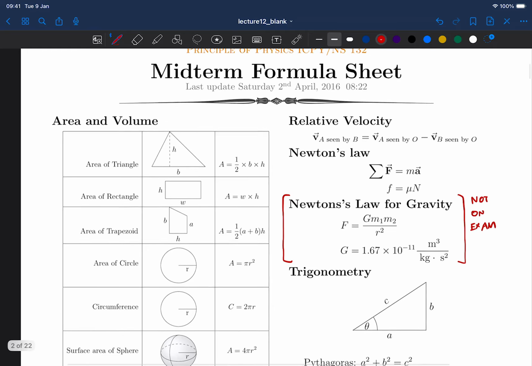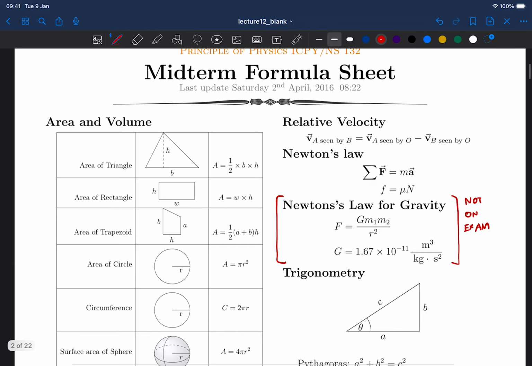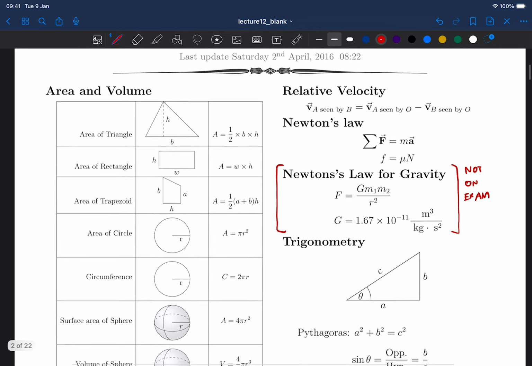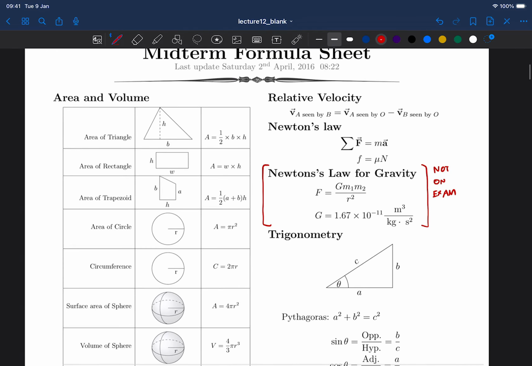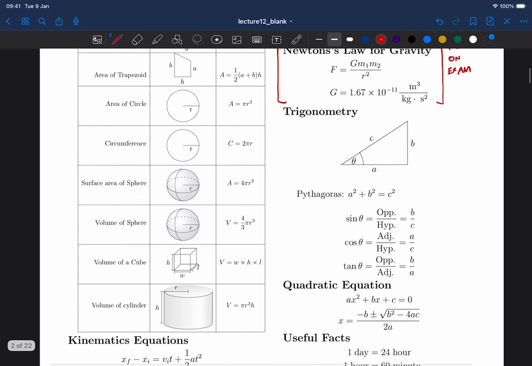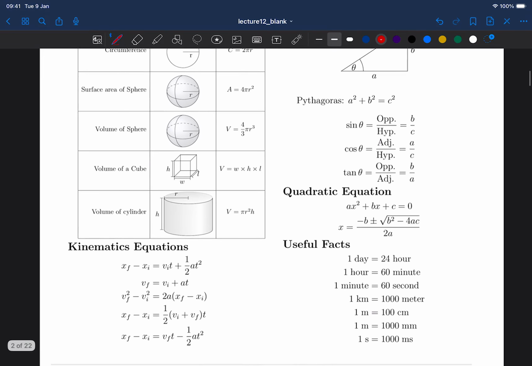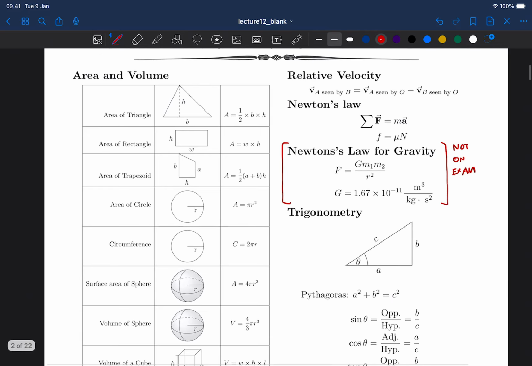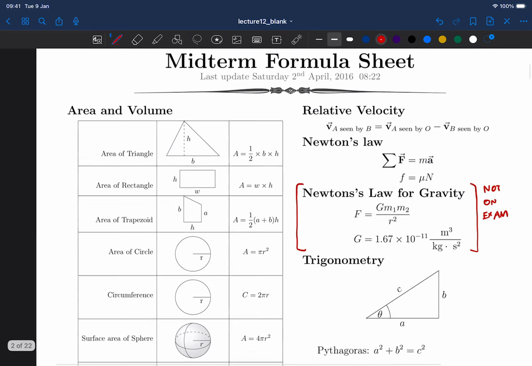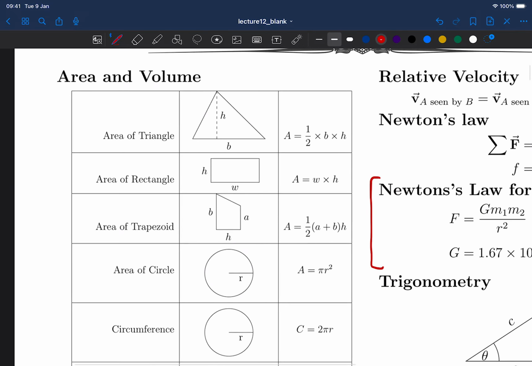Newton's law for gravity. You might be confused about the F equal to ma, which is also called Newton's law. But other than that, everything here should be quite useful to you, especially the geometrical formulas that you might need for the problems on order of magnitude estimation. So we have one of them.